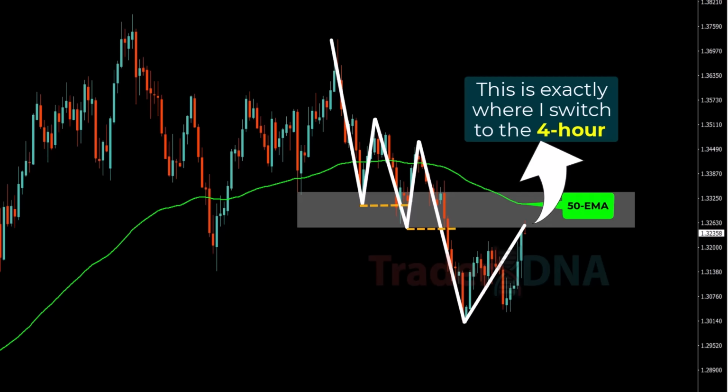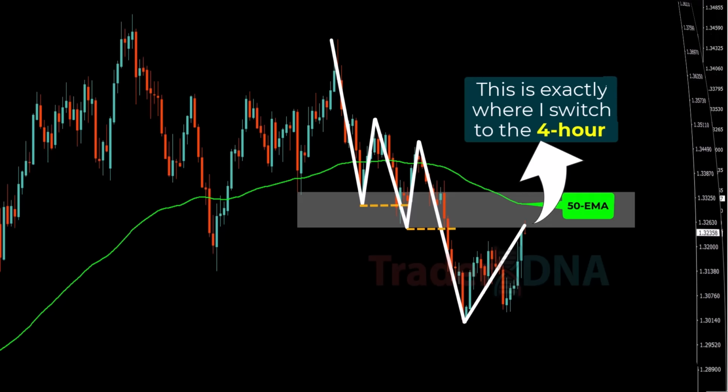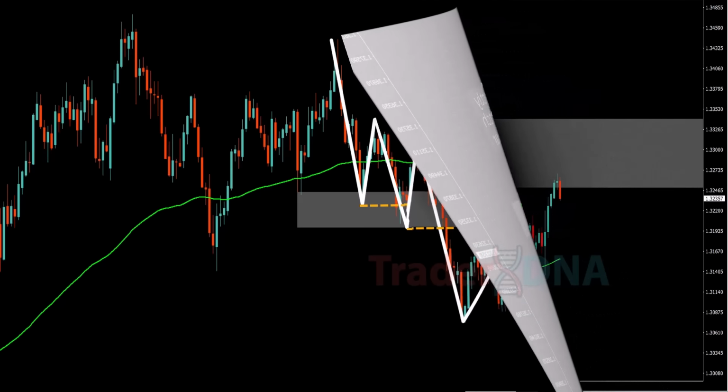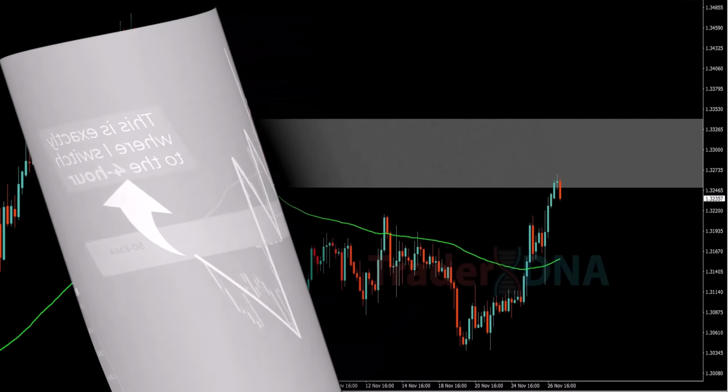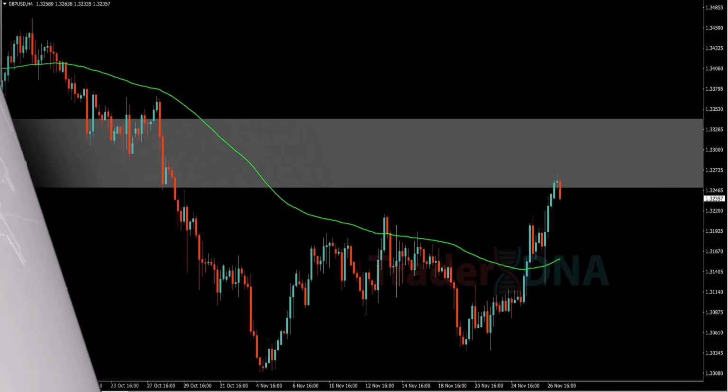This is where I jump to the 4-hour chart, zoom in, and start hunting like a predator looking for the perfect timing. I'm checking for rejection, pressure, confirmation candles, all the signals that tell me, okay, this is it, the market is ready. Enough talking. Let's get straight into the GBPUSD H4 chart and break down exactly how we find that high probability sell entry.